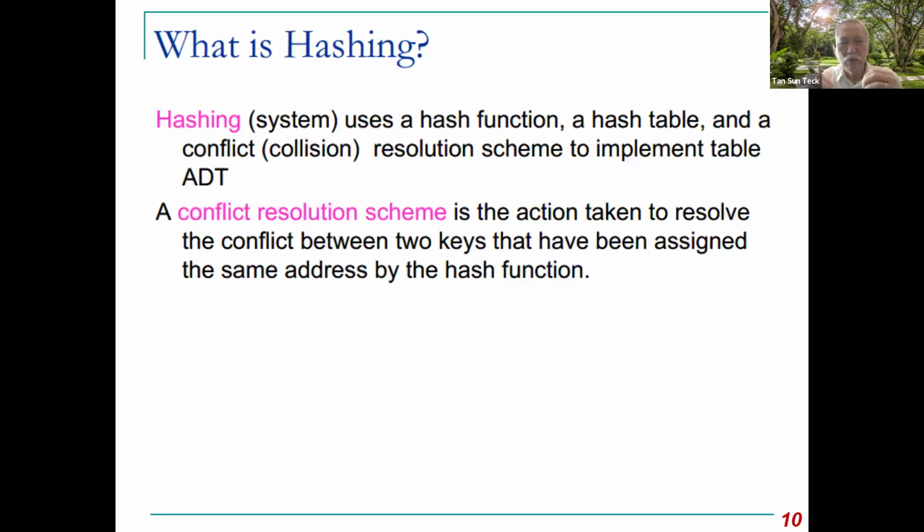So again, when two keys are sent into the hash function and the hash function returns the same home address, we have this collision, and we want to resolve this collision. What are the methods to do it?